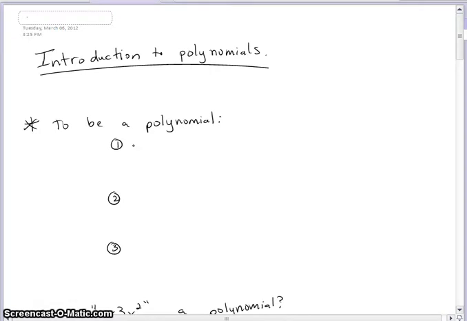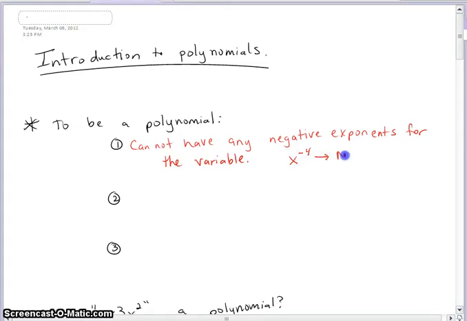So firstly, a polynomial cannot have any negative exponents for the variable. So for example, if you see something like x to the negative fourth, that is not a polynomial.